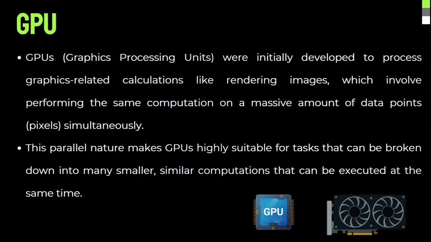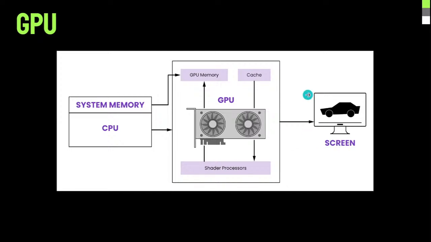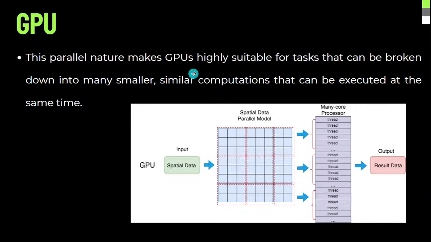So GPUs were initially used to render these images, which involves performing the same computation but on a massive number of data points or pixels simultaneously. This parallel nature makes GPUs highly suitable for tasks that can be broken down into smaller, simpler computations that can be executed at the same time. So the GPU was initially made to configure and render high pixel values so that the clarity will be good, so you could play high-end games on your screen. That's what a GPU does. Later on, with the help of CUDA, this parallel nature makes it suitable for various tasks to be executed.